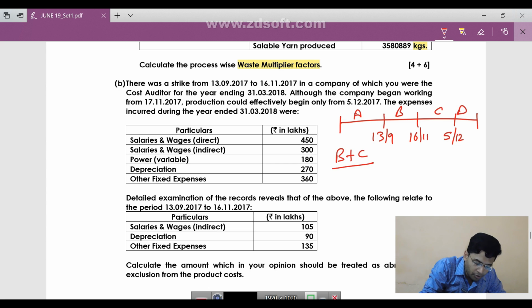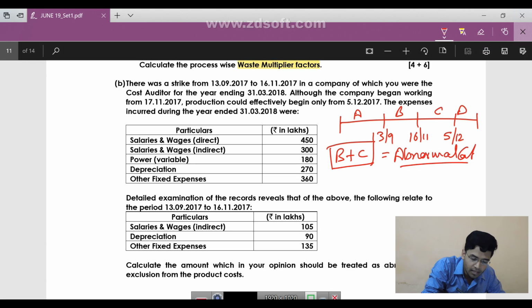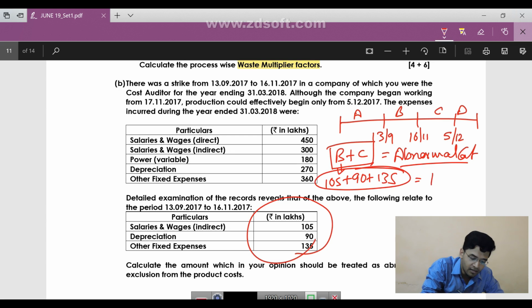So now our endeavor would be to compute the cost which has been incurred in period B and C, and this will be termed as the abnormal cost. Guys, one very important thing, that the cost of period B is already given in the question. 13 September to 16 November, that cost is already given. So B period cost is accumulation of these three amounts, 105 plus 90 plus 135. This is the period B abnormal cost.